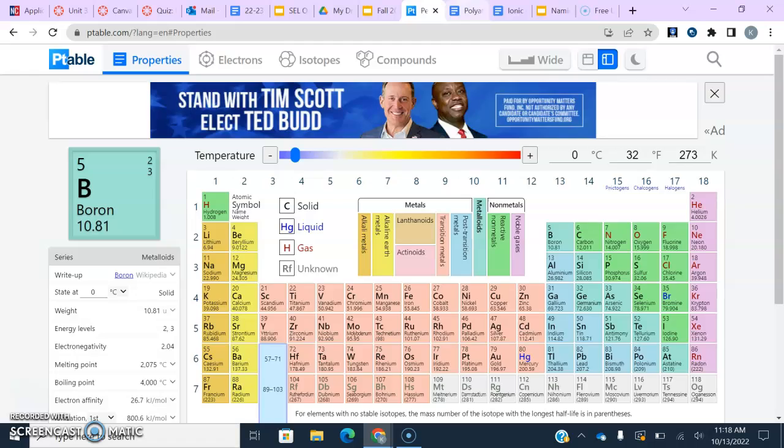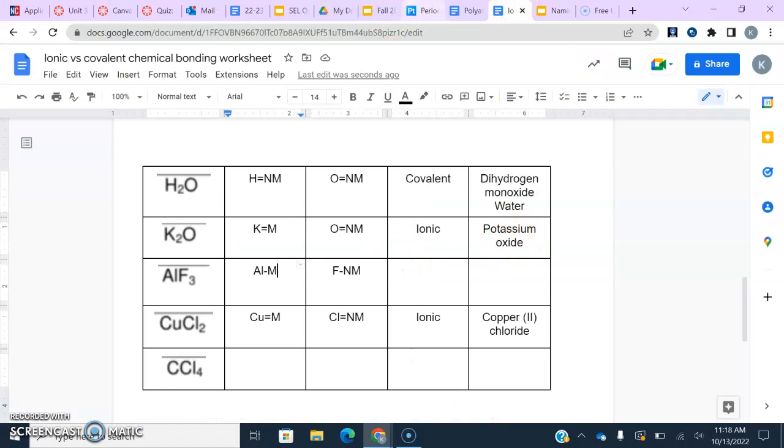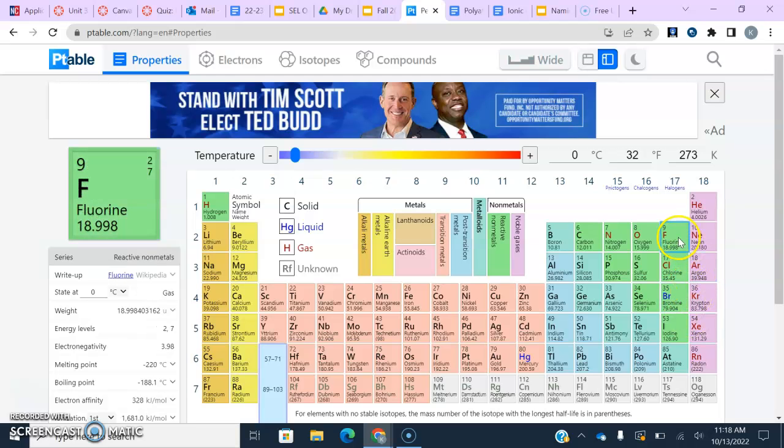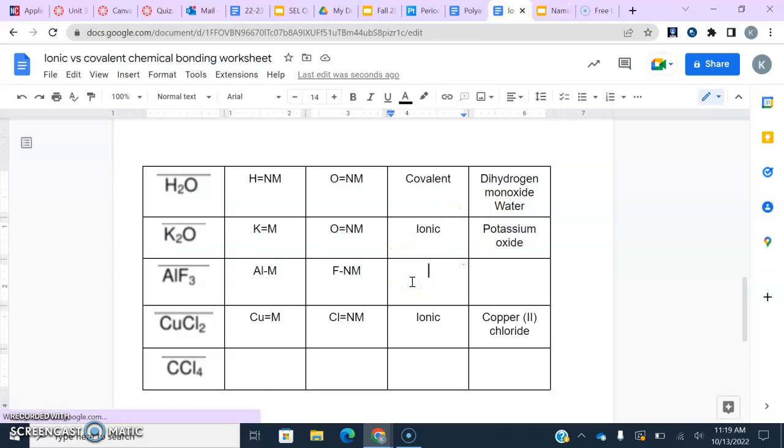What was the second one? Oh, fluorine. Fluorine is a nonmetal. Okay, so metal and nonmetal, we know that's going to be ionic because, again, between a metal and nonmetal is ionic. Again, let's name our metal first. Aluminum, or if you're from England, aluminium. You are not, so do not say that. And then our second one is fluorine.